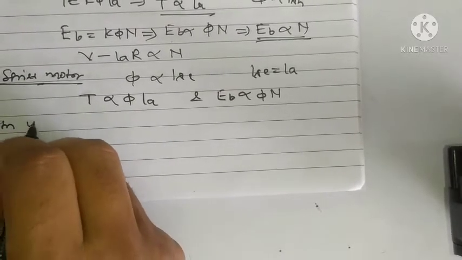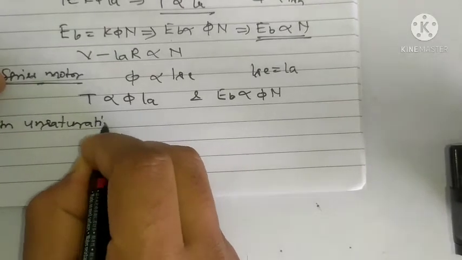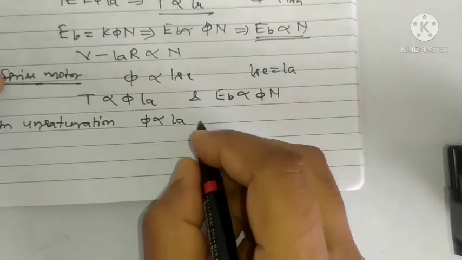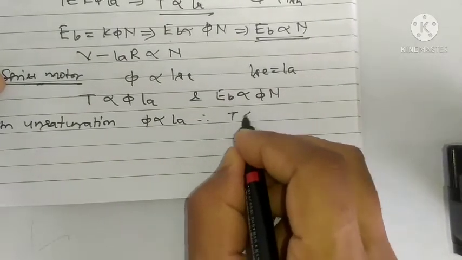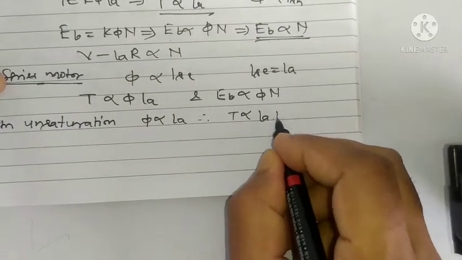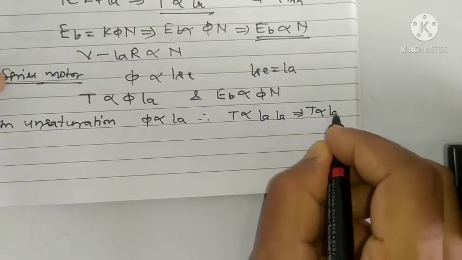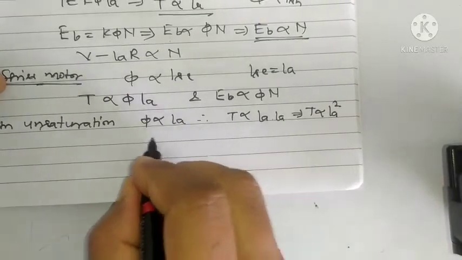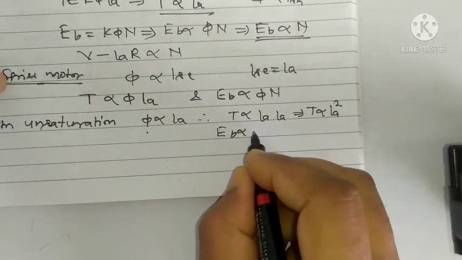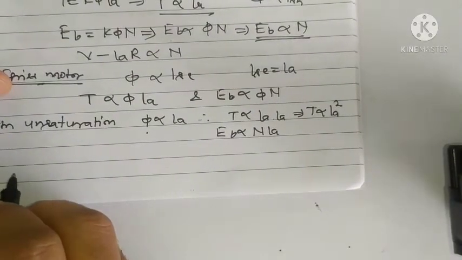So in the unsaturation condition, phi is directly proportional to Ia. Therefore, torque will be directly proportional to Ia into Ia, right? That is Ia square. Torque is directly proportional to Ia square, and EB will be directly proportional to N Ia because phi is replaced by Ia, right?